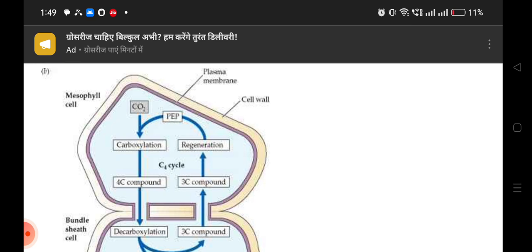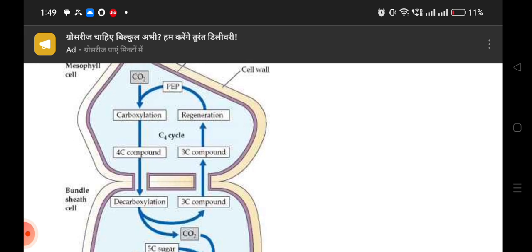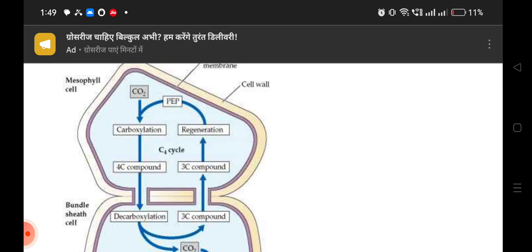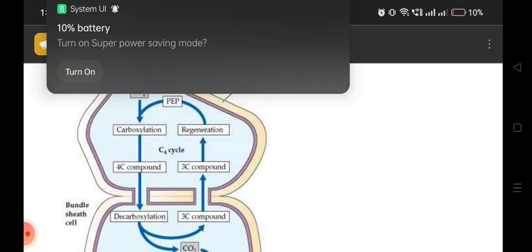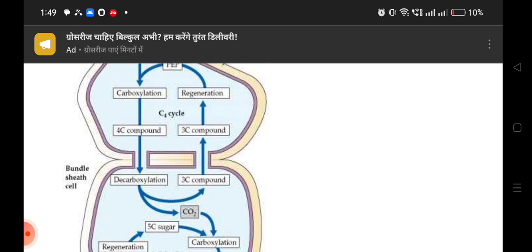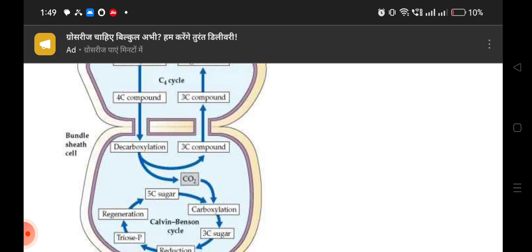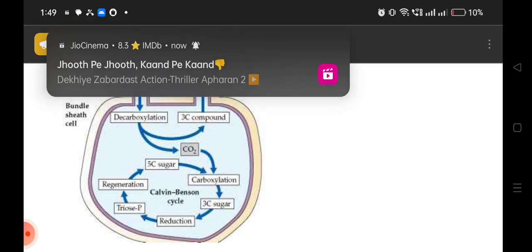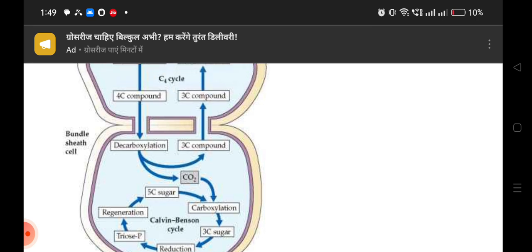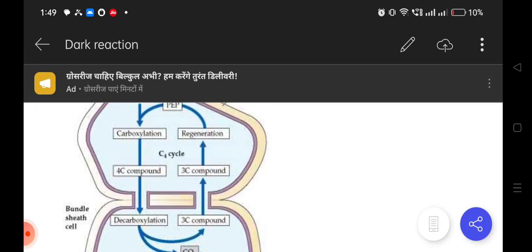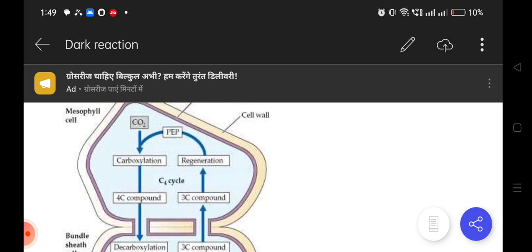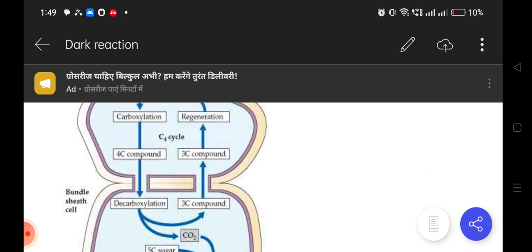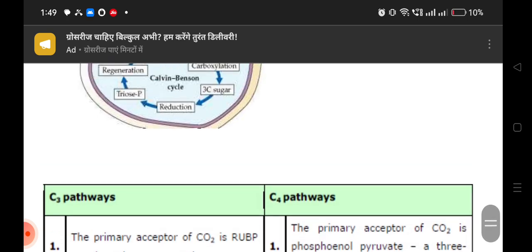PEP takes CO2, carboxylation occurs to form a 4 carbon compound, and this 4 carbon compound is called OAA. The 4 carbon compound OAA undergoes decarboxylation in the bundle sheath cells. It releases CO2 to produce a 3 carbon compound. This CO2 is utilized in the C3 cycle or Calvin-Benson cycle, and this 3 carbon compound regenerates to form PEP, which is phosphoenol pyruvate. So here it is, very much clear.